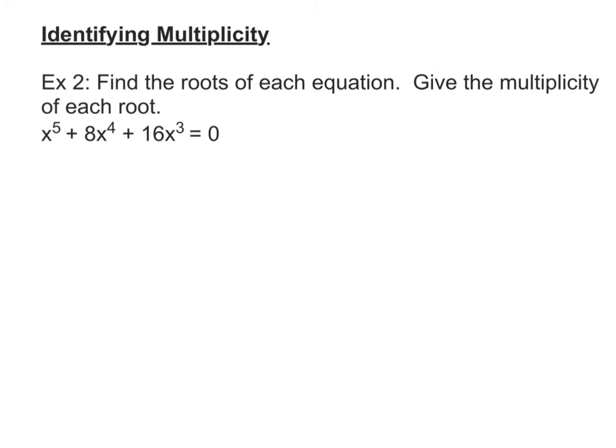In the directions, it tells us to find the roots of the equation. Process as normal. Then it tells us to give the multiplicity of each root. Okay, so let's take a look at it. x to the 5th plus 8x to the 4th plus 16x cubed. I notice that I can factor out an x cubed from all the terms, leaving me with x squared plus 8x plus 16.